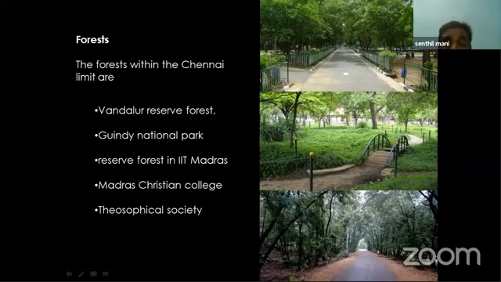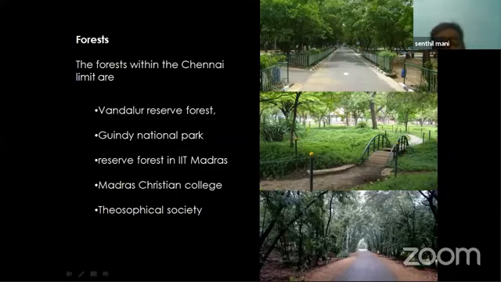And IIT Madras, it is generally referred to as a green campus. It covers an area of about 250 hectares. It is a part of Guindy National Park. The campus is considered an ideal example for the coexistence of various types of mini ecosystems.